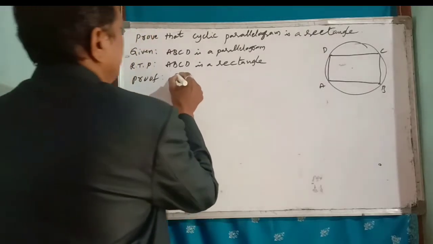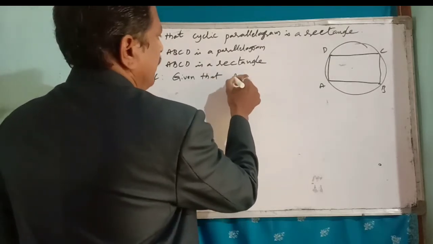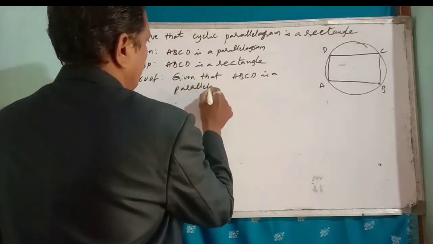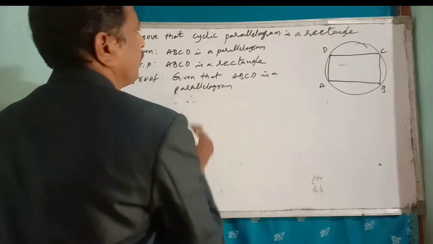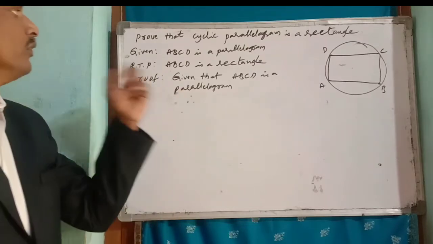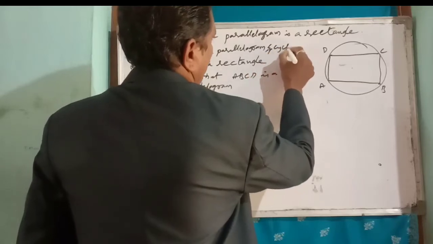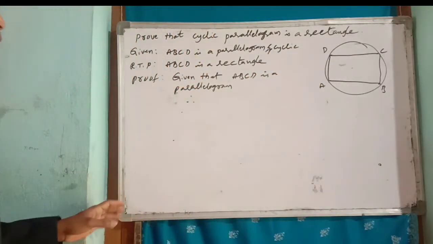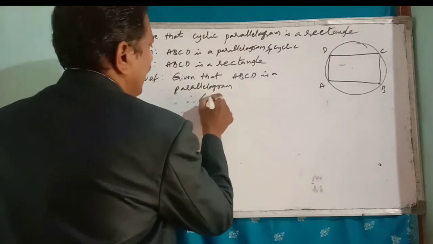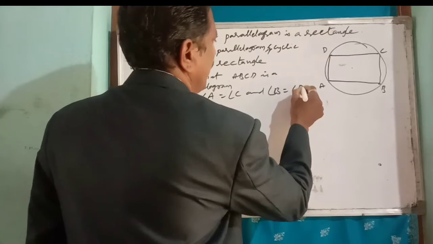Here, given that ABCD is a parallelogram, therefore ABCD is a parallelogram and cyclic. Therefore, opposite angles are equal. In a parallelogram, opposite angles are equal. Angle A equals angle C and angle B equals angle D.